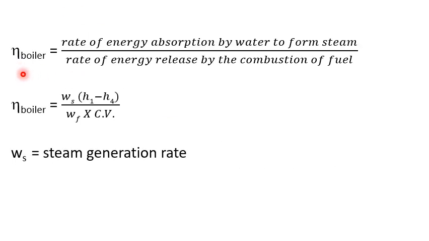Another efficiency is boiler efficiency. The thermal efficiency of the boiler is defined as the ratio of heat actually utilized by water in generation of steam to the heat supplied during the combustion of fuel. So we can write that boiler efficiency equals rate of energy absorption by water to form steam divided by rate of energy release by combustion of fuel. Also we can write that boiler efficiency equals Ws into (H1 minus H4) divided by Wf into Cv, where Ws is the steam generation rate and H1 and H4 are the enthalpies.